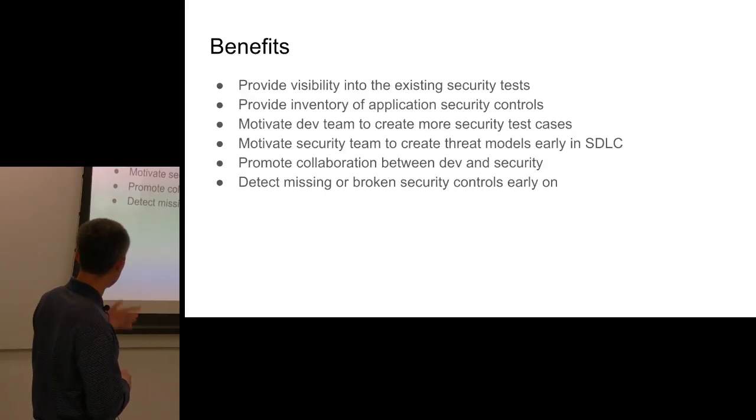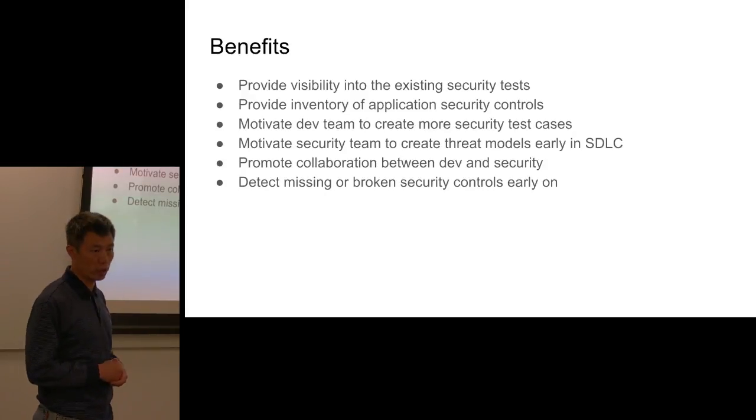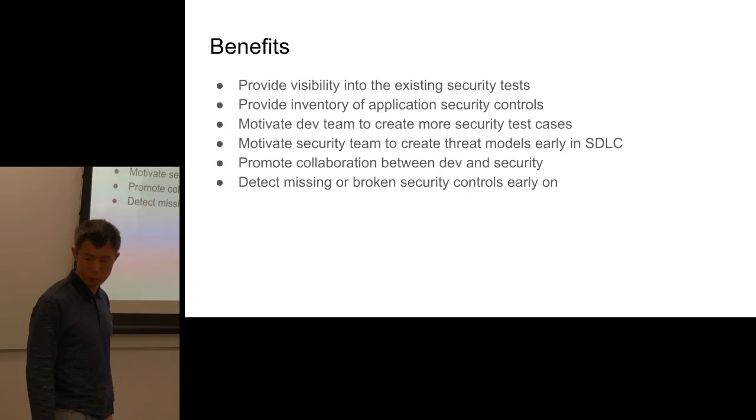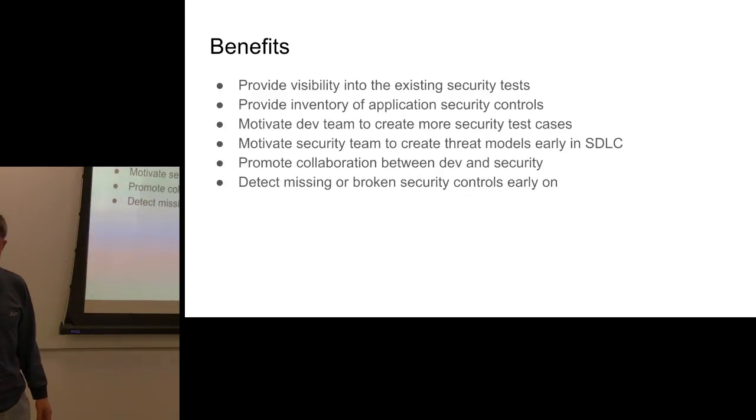And also, last but not least, we can detect missing or broken security controls early on, like the LDAP empty password issue you saw earlier. We can detect it in a few hours. And similarly for the password salt. If we had a test case to make sure that the salts generated by our hashing function look different, have different values, then we would be able to detect this immediately. We wouldn't have to wait for two years to fix it. Question.